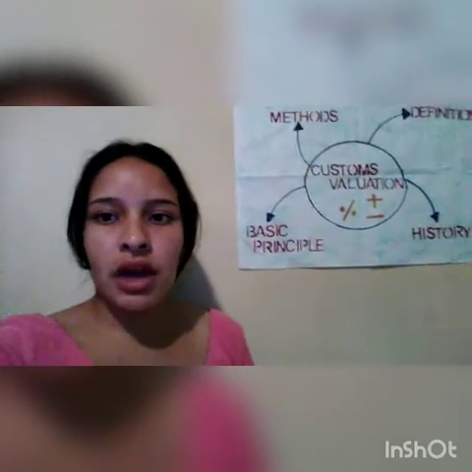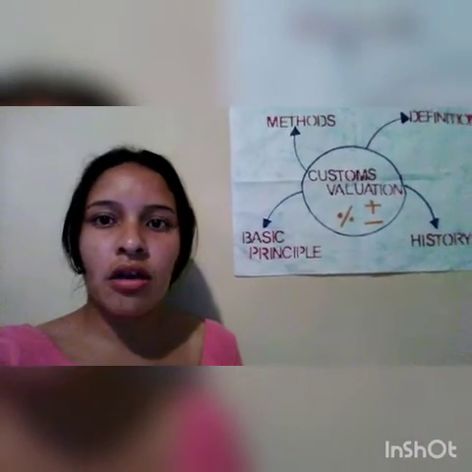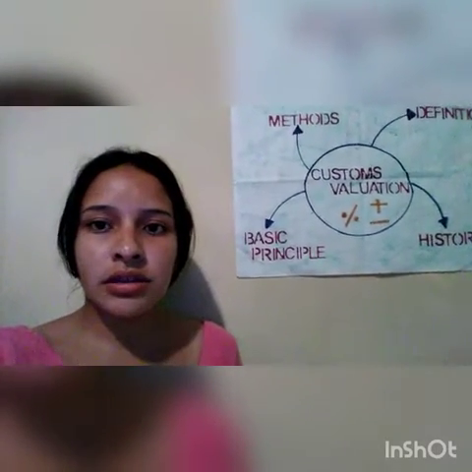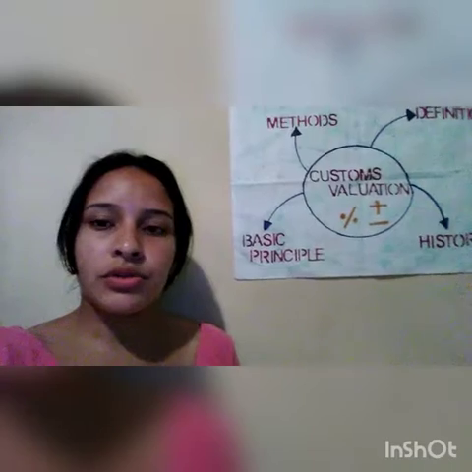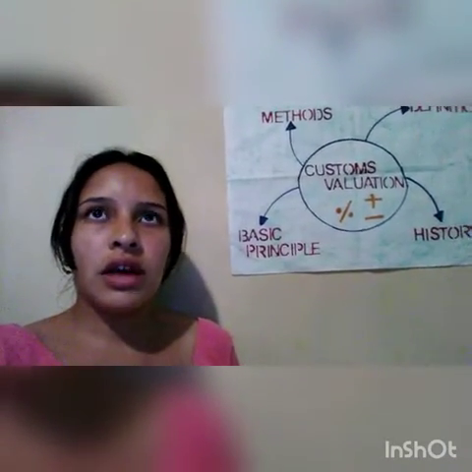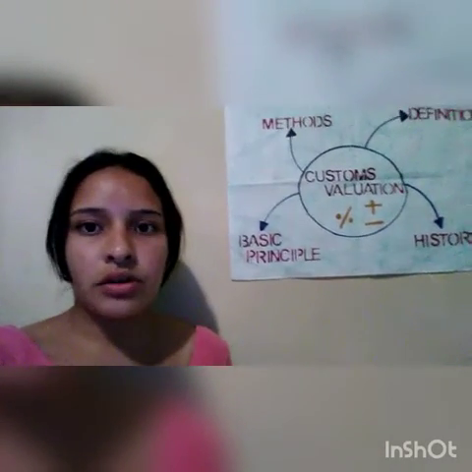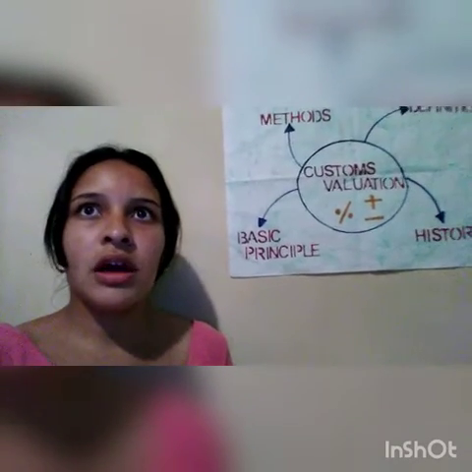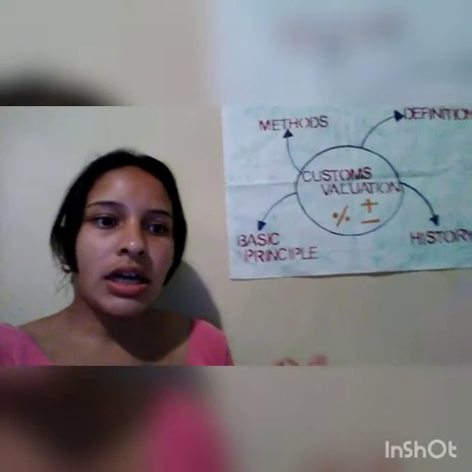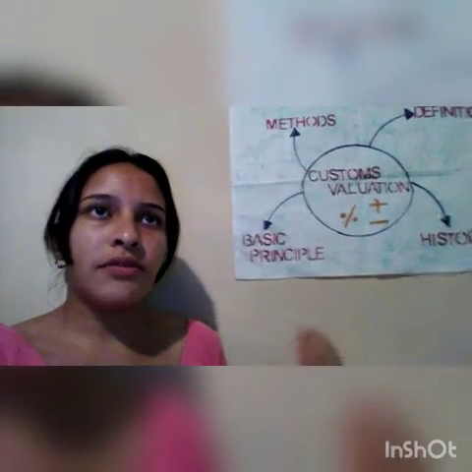Methods to determine the custom valuation. The methods of custom valuation in descending order of procedure are: number 1 is transaction value, number 2 is transaction value of identical goods, number 3 is transaction value of similar goods, number 4 is deductive method, number 5 is computed method, and number 6 is fallback method.